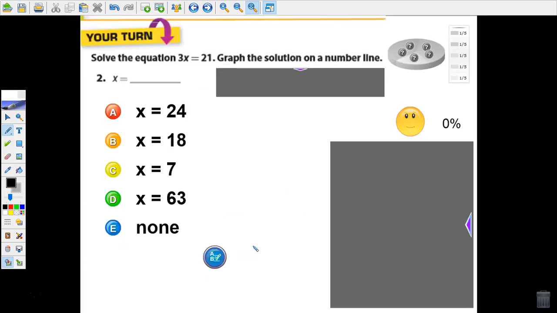Let's move on to your turn. Solve the equation 3x equals 21. Graph the solution on the number line. Okay, go ahead. I'll wait.